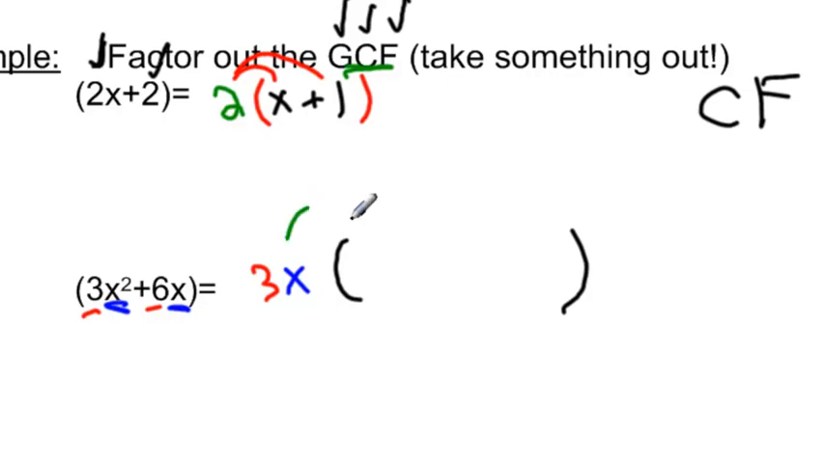Now think about distributive property. 3x times what? Well, we know 3 times 1 is going to give us that 3x squared, right? 3x, but we don't have another, we need x times x, so that would make sense.